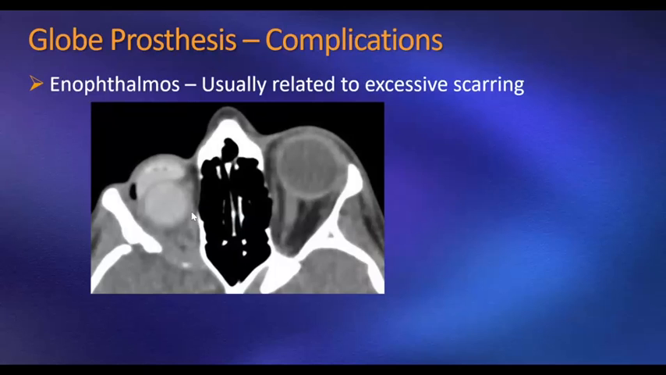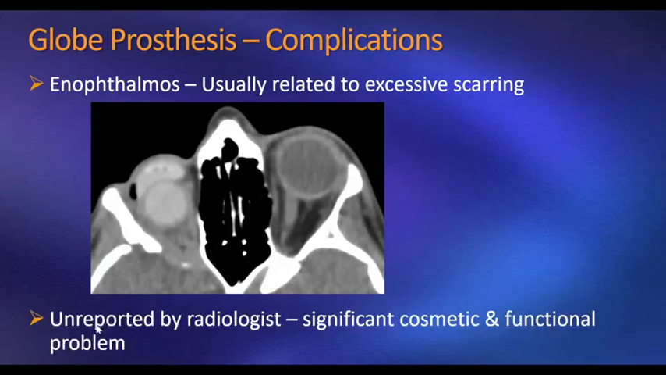Occasionally, there will be complete or marked obliteration of the retrobulbar fat planes. This is often related to excessive scarring that causes endophthalmos, essentially locking the sphere into the posterior portion of the orbital socket. This is typically not reported by the radiologist, but causes significant cosmetic and functional problems, and because of that, it's typically easily detectable by the clinician.